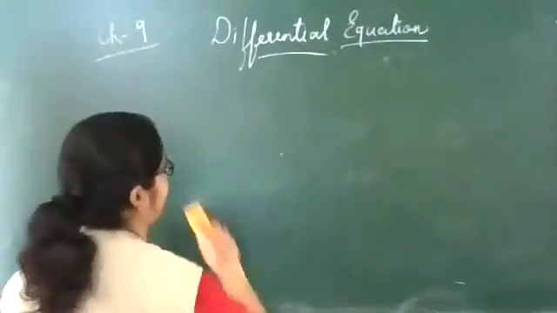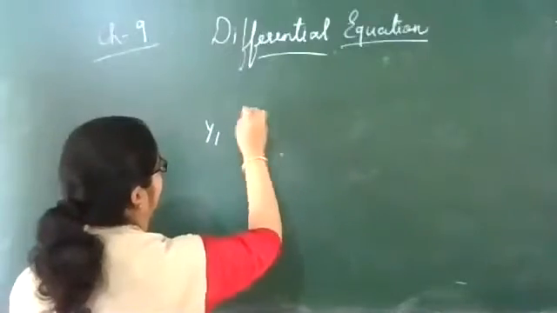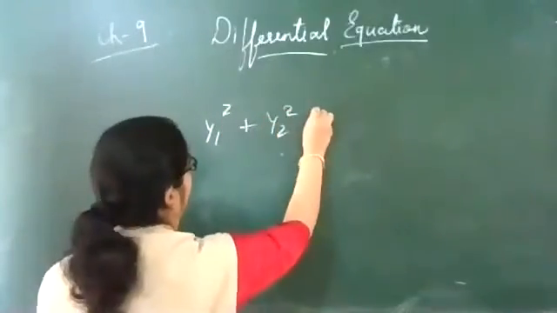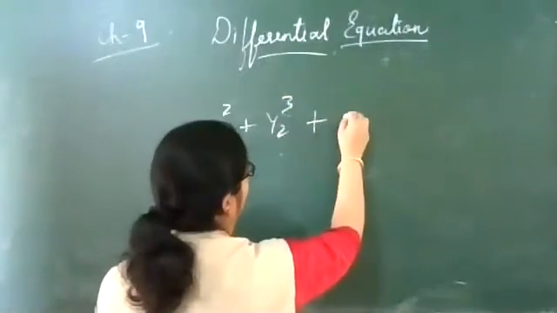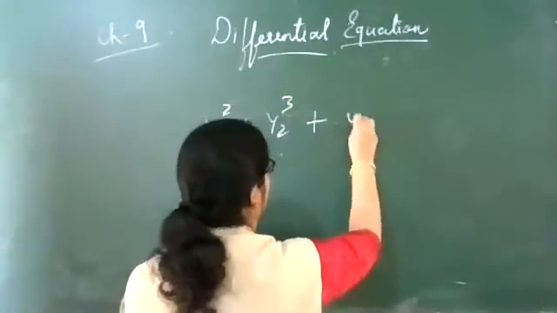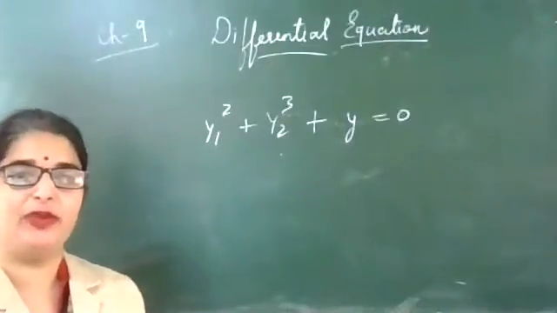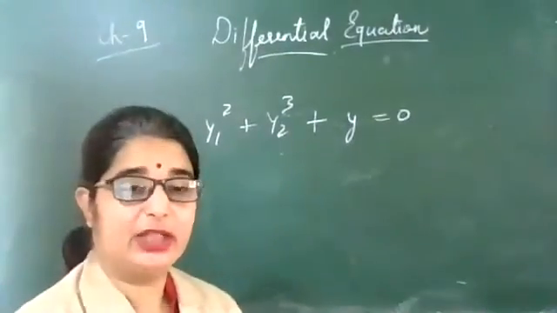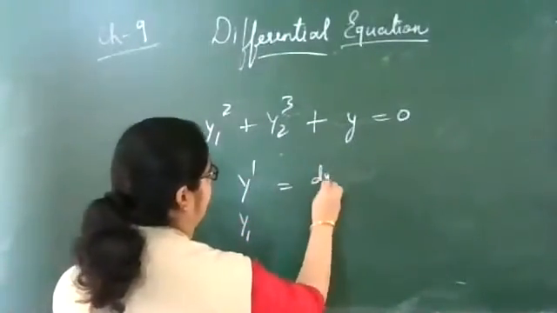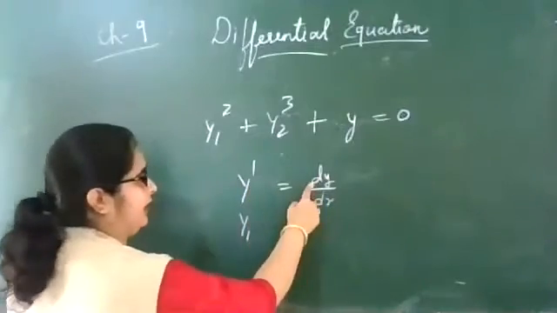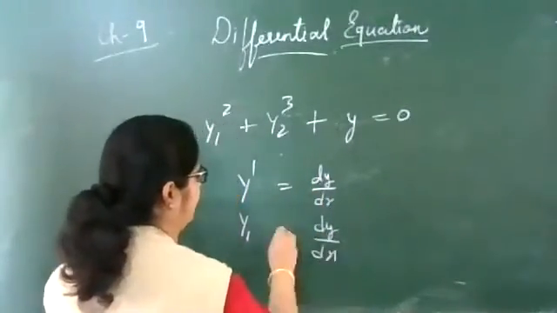Suppose I change this differential equation. Instead of d square y by dx square, what else can we write? Just see, if I write y1 plus y1 square plus y2 square plus y2 plus x or y is equal to 0. Suppose this is your equation. Anyone who can tell me what y1 and y2 mean? I explained to you y dash. y dash means dy by dx. We denote dy by dx by y dash, and in the same way dy by dx is also denoted as y1.